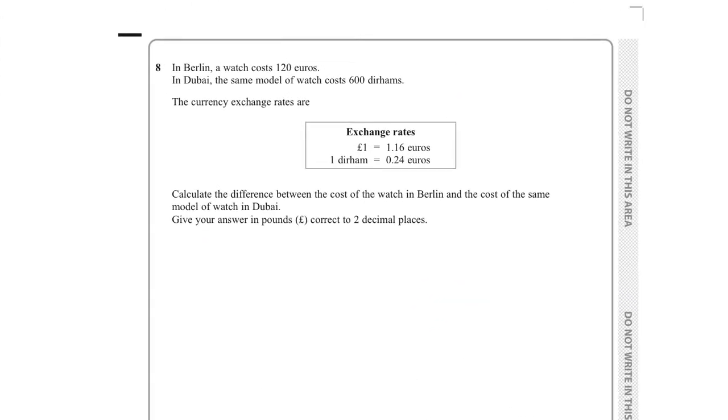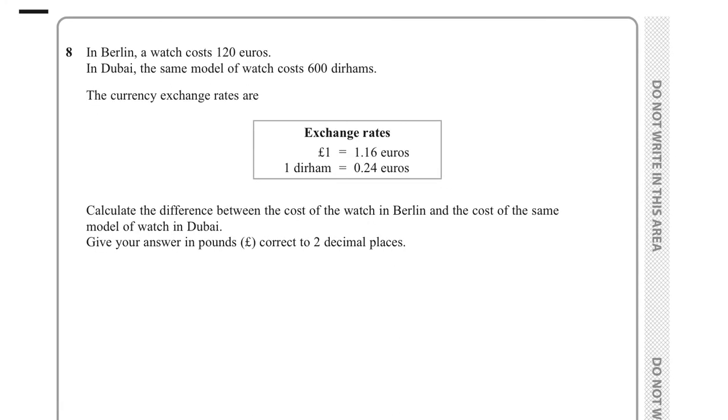Okay. Question 8. In Berlin, a watch costs 120 euros. In Dubai, the same model of watch costs 600 dirhams. The currency exchange rates are given. Calculate the difference between the cost of the watch in Berlin and the cost of the same watch in Dubai. Give your answer in pounds, correct to 2 decimal places. Yes, we need to figure out pounds.